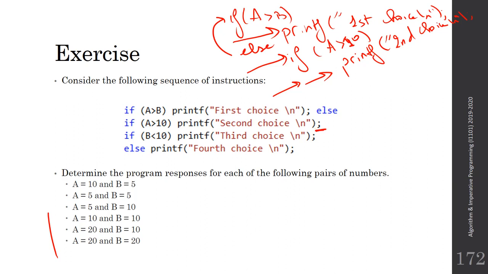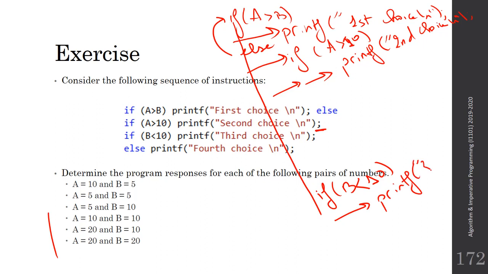Next, I have a new instruction, so it's at the same level here. I will write if b less than 10. I will indent printf third choice. And then I have an else. The else is linked to the last if encountered. Indent printf fourth choice and semicolon.